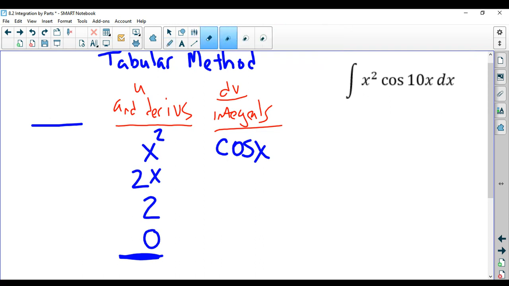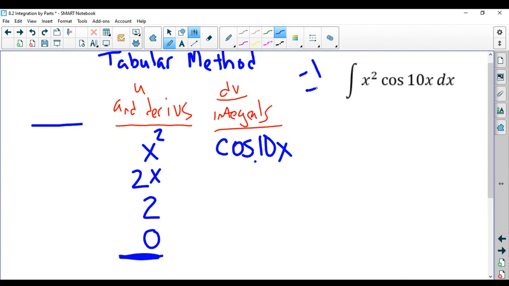I already see that I wrote cosine of x here. I meant cosine of 10x. And I'm sure somebody noticed that. I'll take -1 for that. It doesn't get up to -4 on this one.